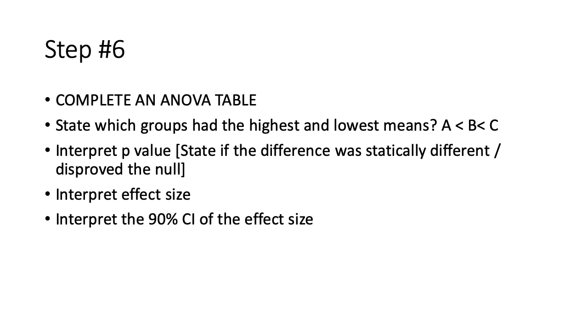We're going to just state at the beginning, before we did any statistics, which groups had the highest to lowest means. So this is not a mathematical difference. This is just knowing the direction of our difference. We are going to interpret our p-value. Was the difference statistically different? Did we disprove the null? Do we know nothing? We're going to interpret our effect size and our 90% confidence interval of the effect size. In this case, it's partial eta squared. And we use the 90%, not the 95%, because research has shown that the 95% is just a little bit too spread out to be useful.